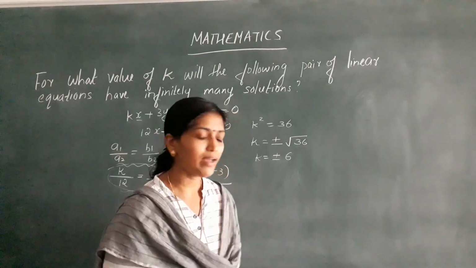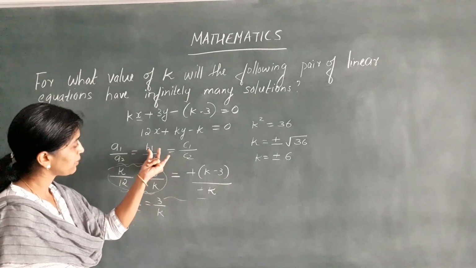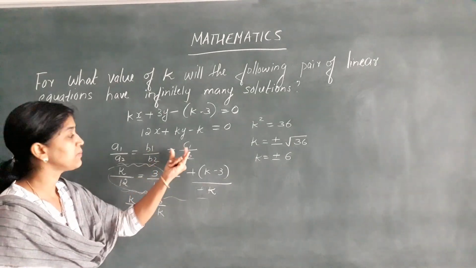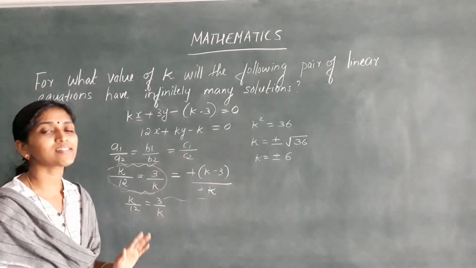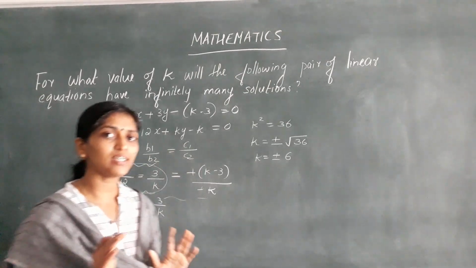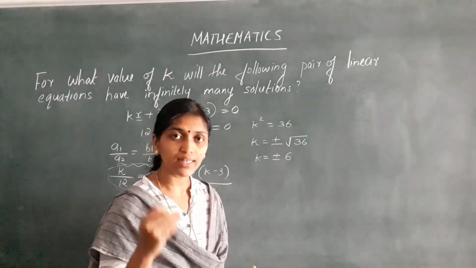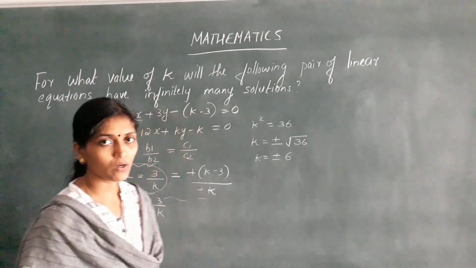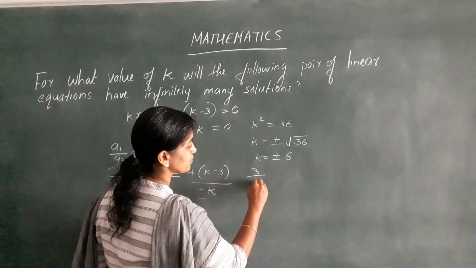For that you can compare the next two ratios. That is, we can compare B1 by B2 and C1 by C2, and see which value you are getting as the same common value for k. You can take that as the value of k. So B1 by B2 is 3 by k.